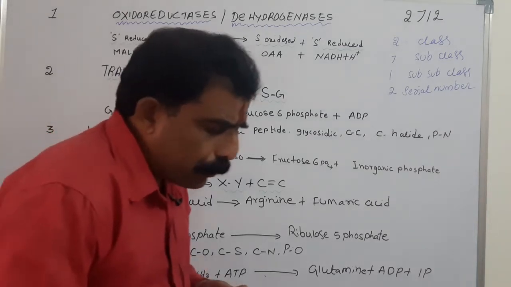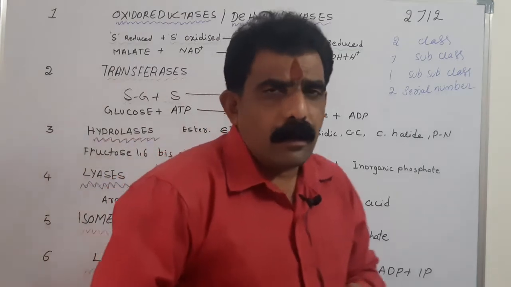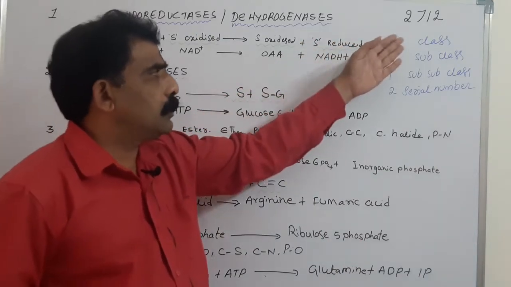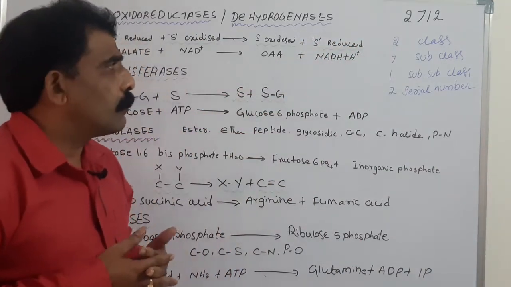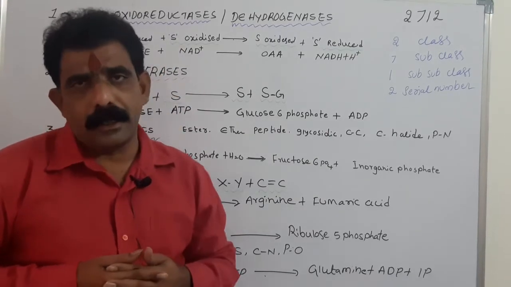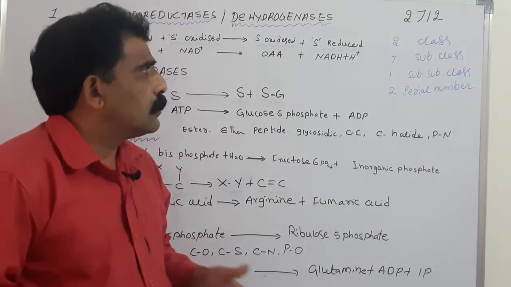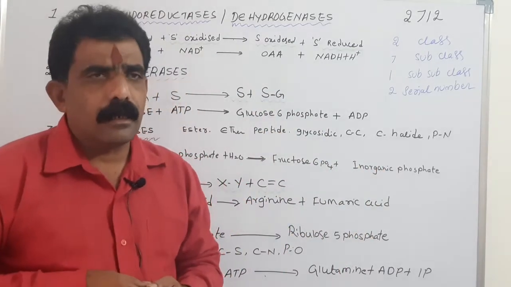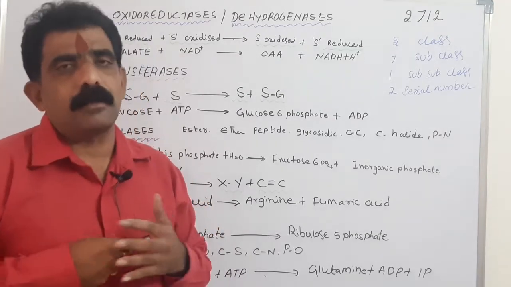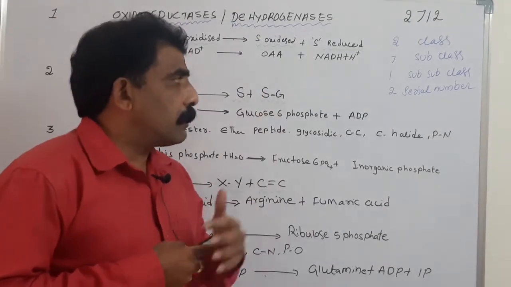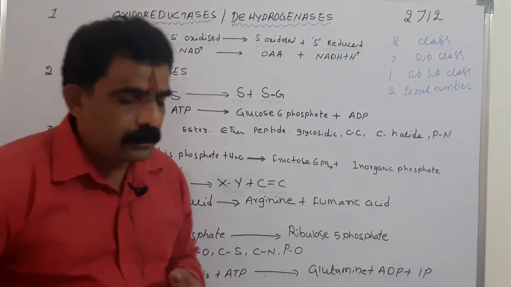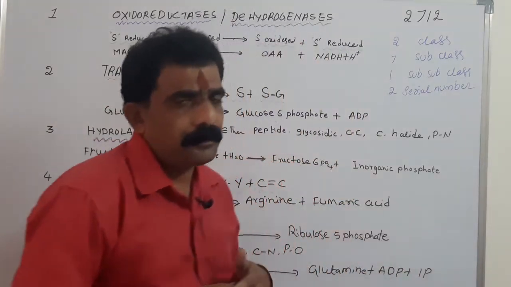According to the IUB system of classification, an enzyme is given a 4-digit code like this, 2.7.1.2, that is a 4-digit code of the glucose 6-phosphotransferase enzyme. In that, the first digit represents the class of the enzyme, the second digit represents the subclass of that enzyme, the third digit represents the sub-subclass of the enzyme, and the fourth digit represents the serial number of that enzyme in that subclass.